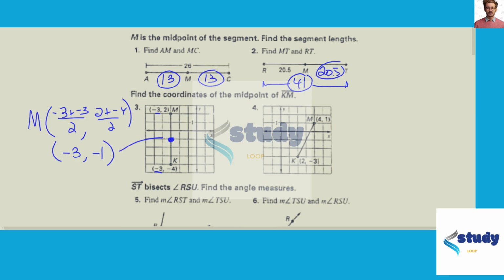And number 4, add the x coordinates together. 4 plus 2 and take half. Add the y coordinates together. 1 plus -3, take half. And so we have 6 over 2, which is 3, and 1 plus -3 is -2 over 2 is -1. So 3, -1 is the middle, the midpoint.